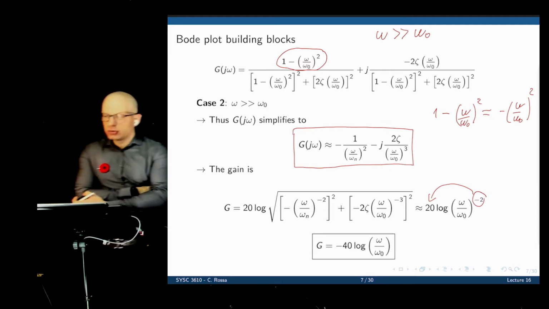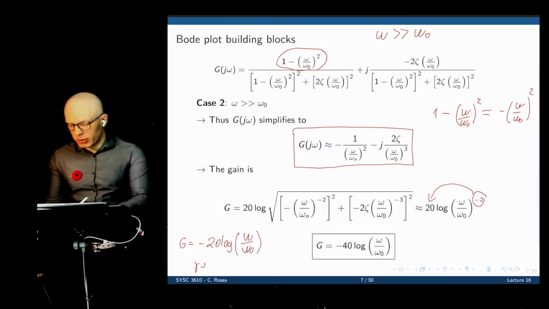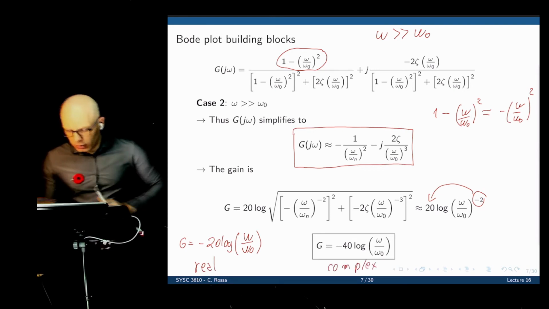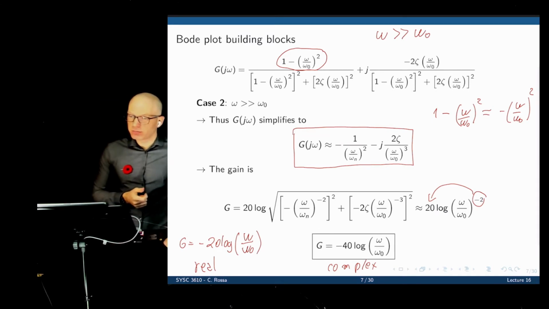What was this magnitude for the real pole? You remember what we had for the real pole was G equals negative 20 log of omega divided by omega 0. This was for the real pole. This is for the complex pole. Do you see any differences here? Well, it's just 2 times the real pole.